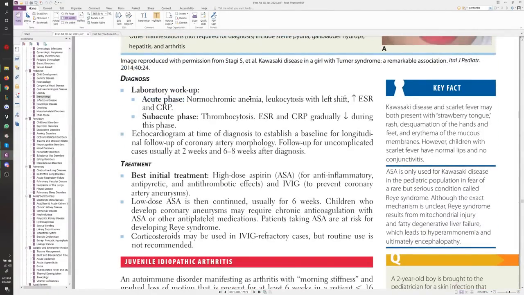You will see normochromic anemia, leukocytosis with left shift. That means you're going to see a bunch of baby versions of all the white blood cells because you're making fresh ones. A lot of inflammation, so there are elevated inflammatory markers like ESR and CRP, C-reactive protein. In the subacute phase, you also start seeing thrombocytosis, a lot of platelet problems, which is why aspirin helps, because aspirin is antiplatelet. And eventually, the inflammation decreases during this phase.